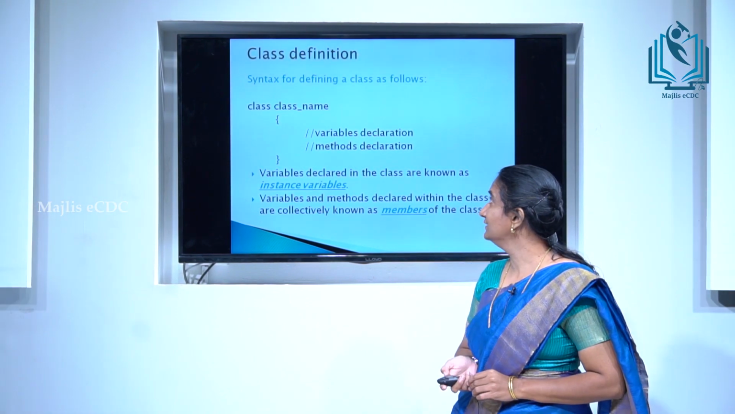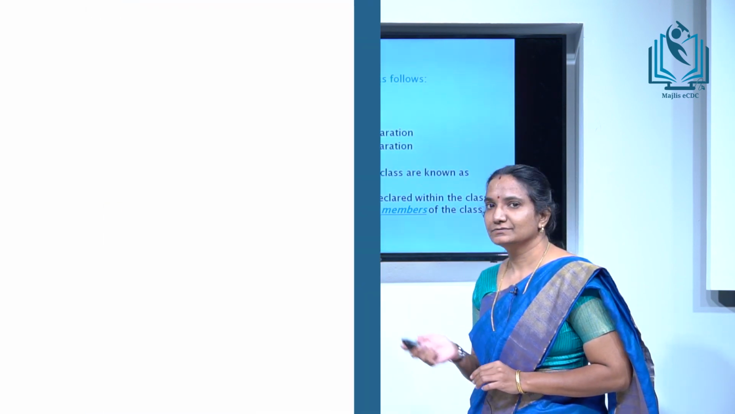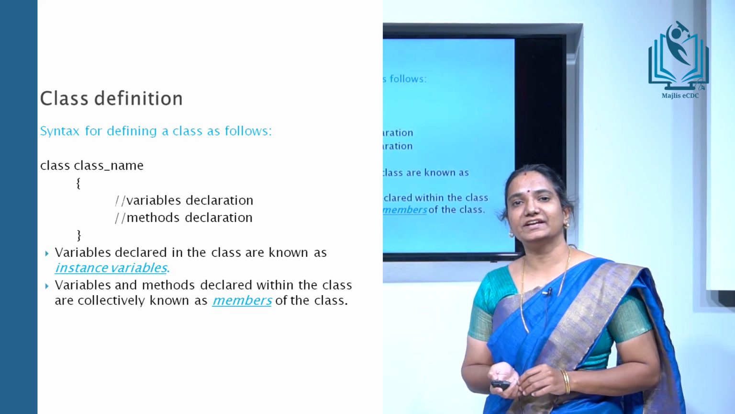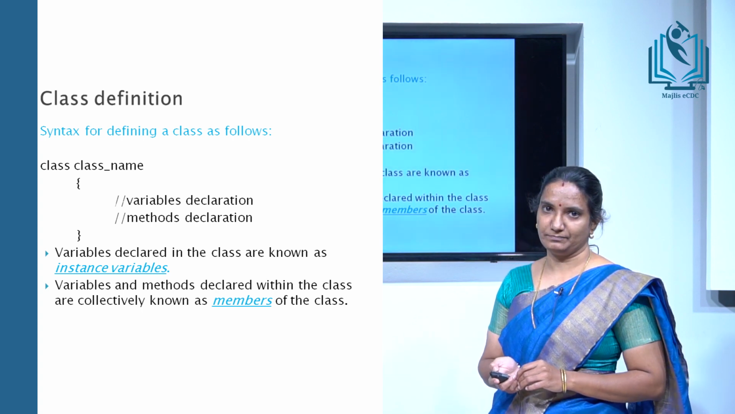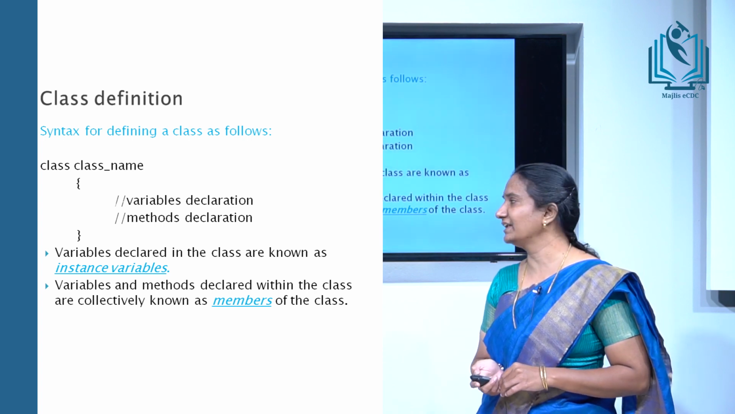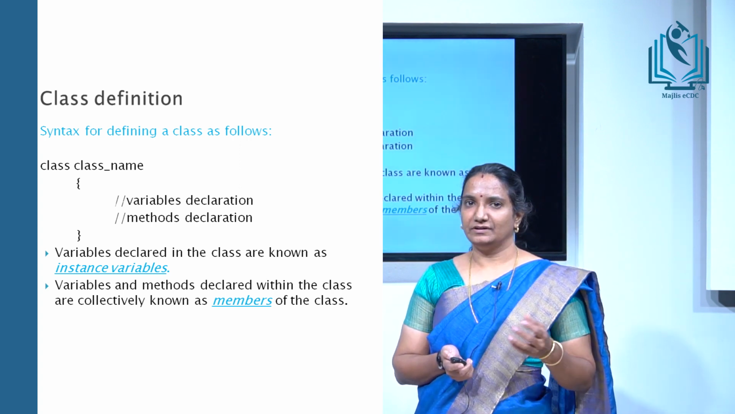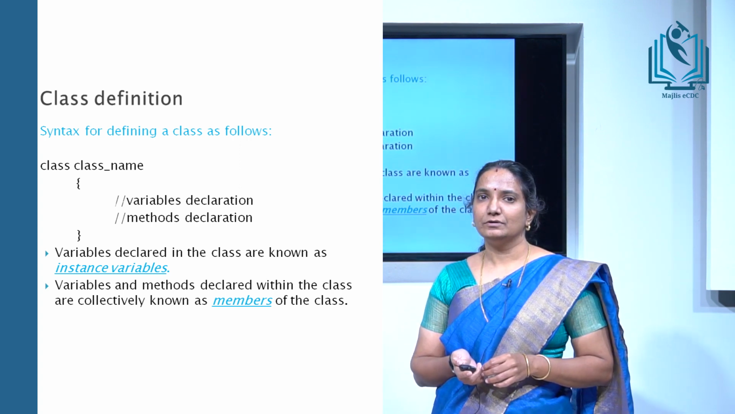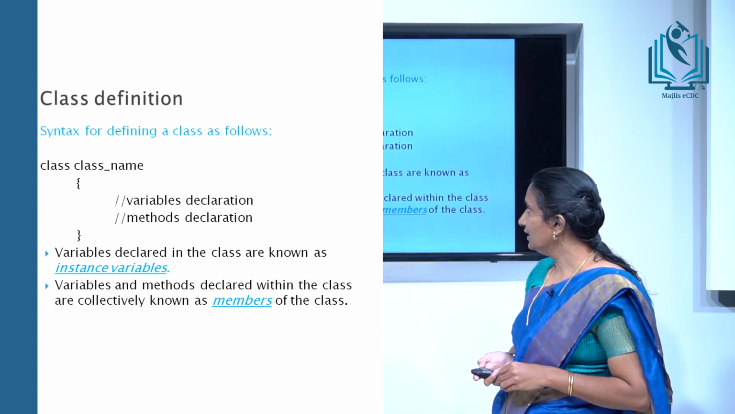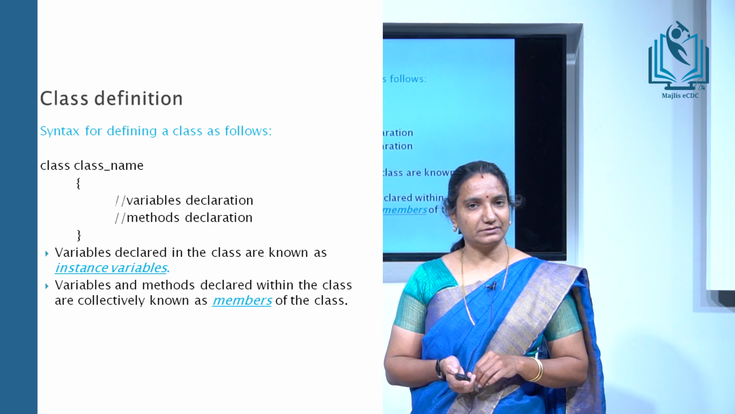Let us move on to our topic, syntax for defining a class. The syntax is: class, space, class name, within braces the variable declaration and method declaration. Here, class is a keyword used to define a user-defined data type. Class name is a name given by the user. It should be a valid one. We have to keep in mind it should not be a keyword. Next, inside the class there are two parts, variable declaration and method declaration.